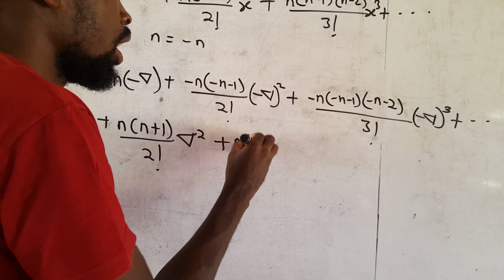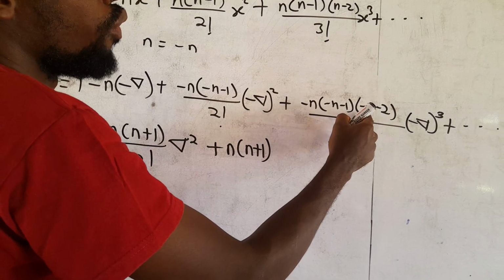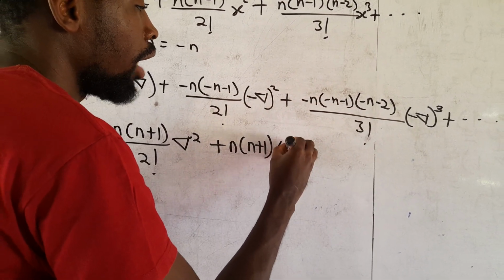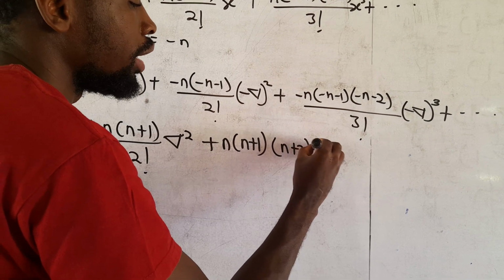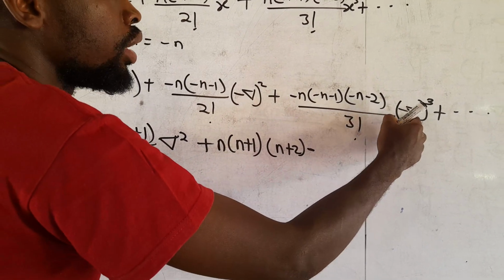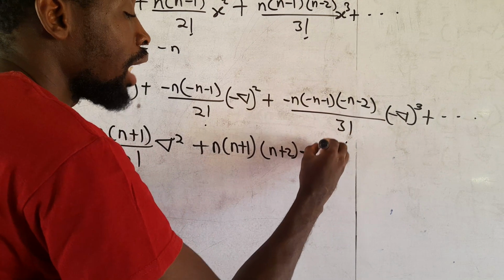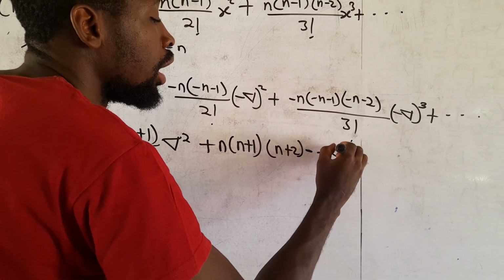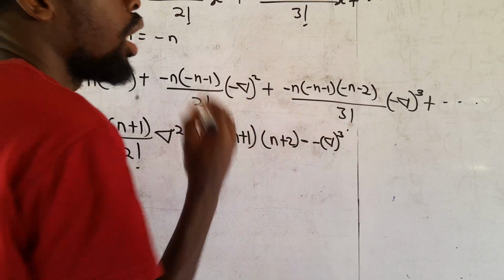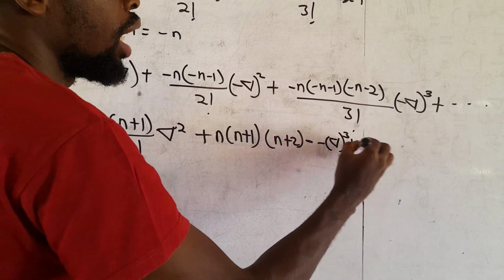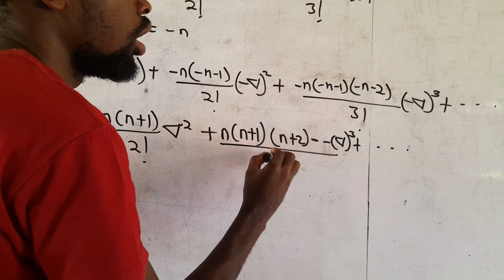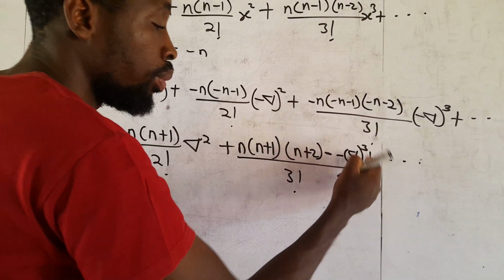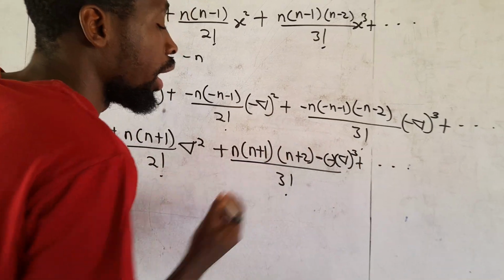So we'll get n plus 1. When we factor out negative out here, we'll get n plus 2. Then we put the negative here. Then times negative nabla cube, will be negative nabla cube like this. I hope you get that. Then plus 3 dots all over 3 factorial. So this negative is positive. So this place will be positive. I hope you are getting the cube.